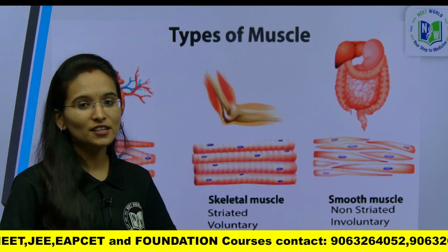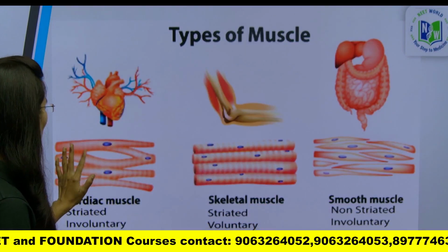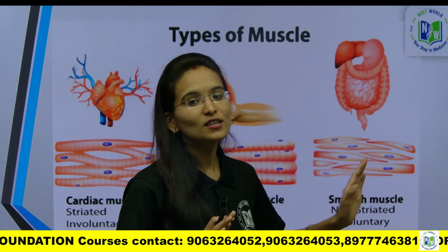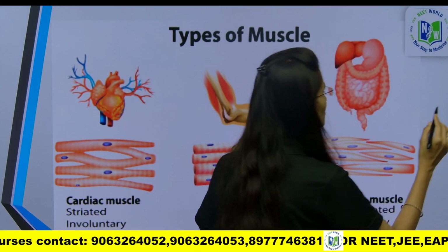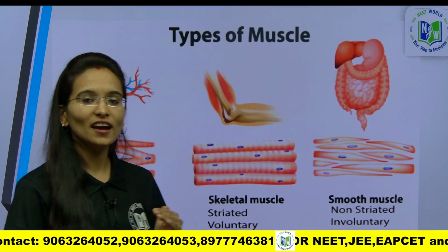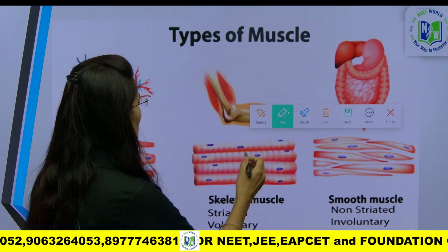Types of muscular tissues. Generally we have three different types of muscular tissues: cardiac muscle, skeletal muscle and smooth muscle. Before understanding all these muscular tissues, let's have a general idea and learn about their structure and composition.